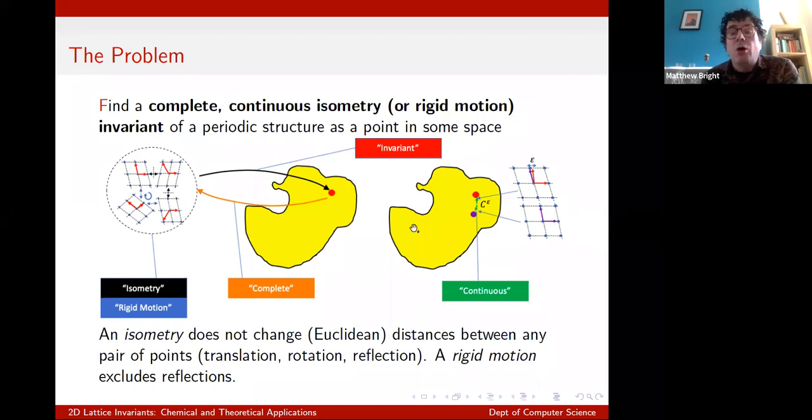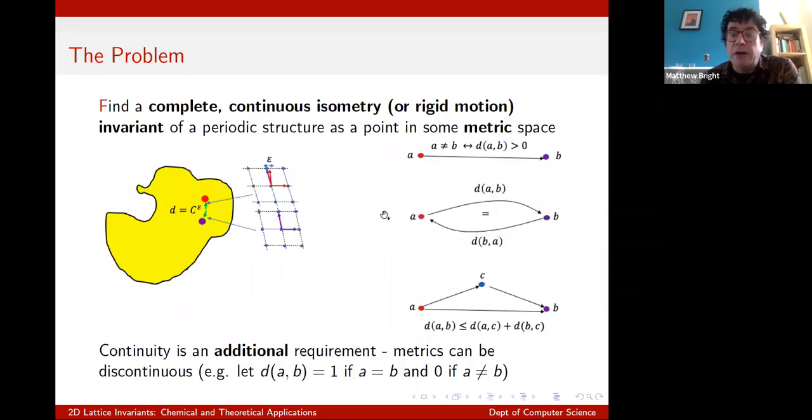Which, of course, gives us an underlying question, which is, what do I mean by how far? Because obviously that's not necessarily very clearly defined. It will depend on the space. So what we need here is to make sure that this space is a metric space.